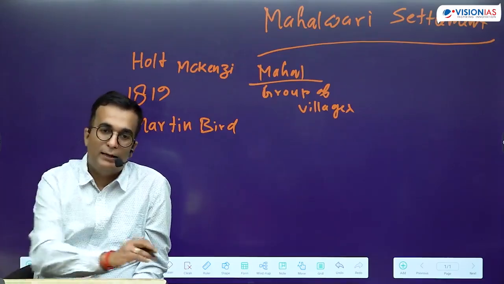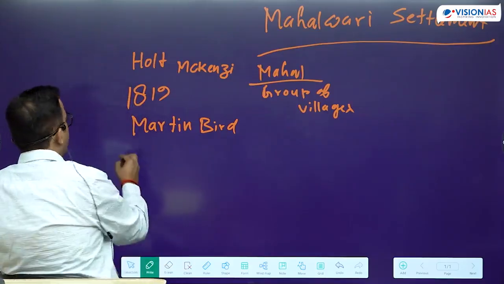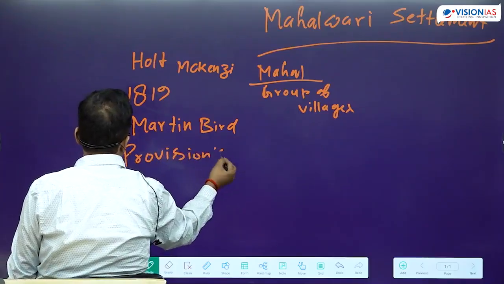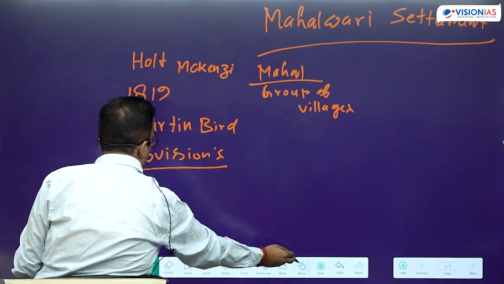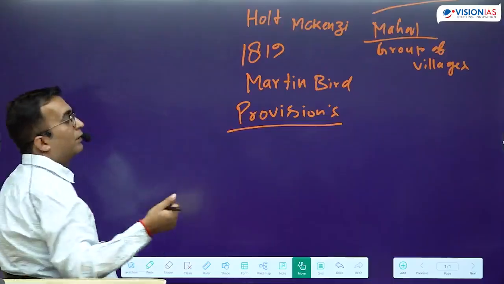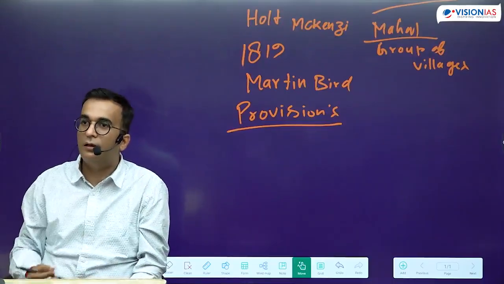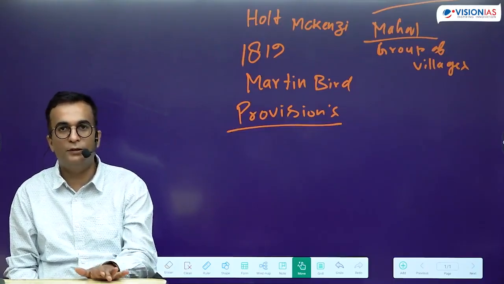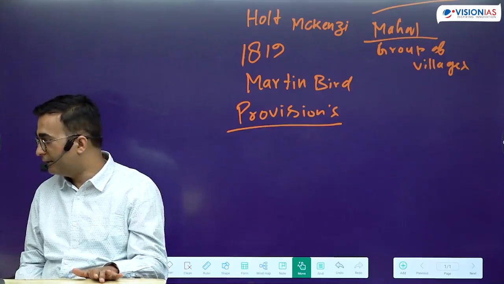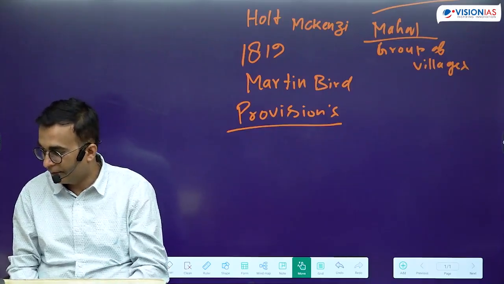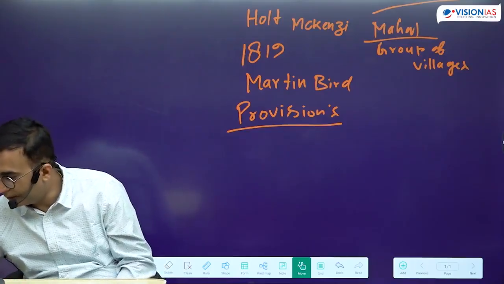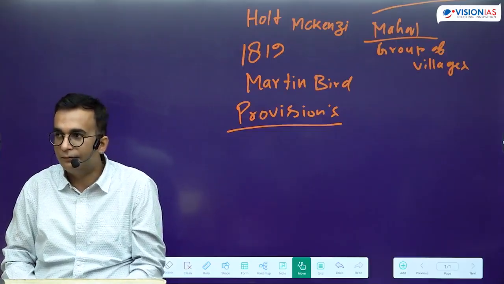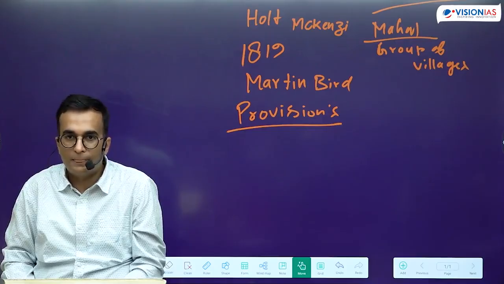Then let's come to the provisions. So write in provisions, mention it had a mixture of both the permanent and Rayatwadi system. Full stop.